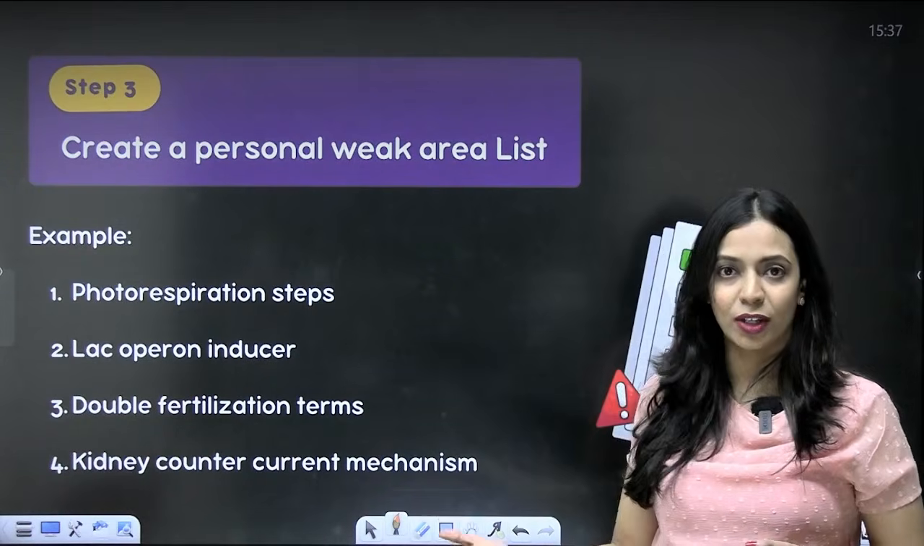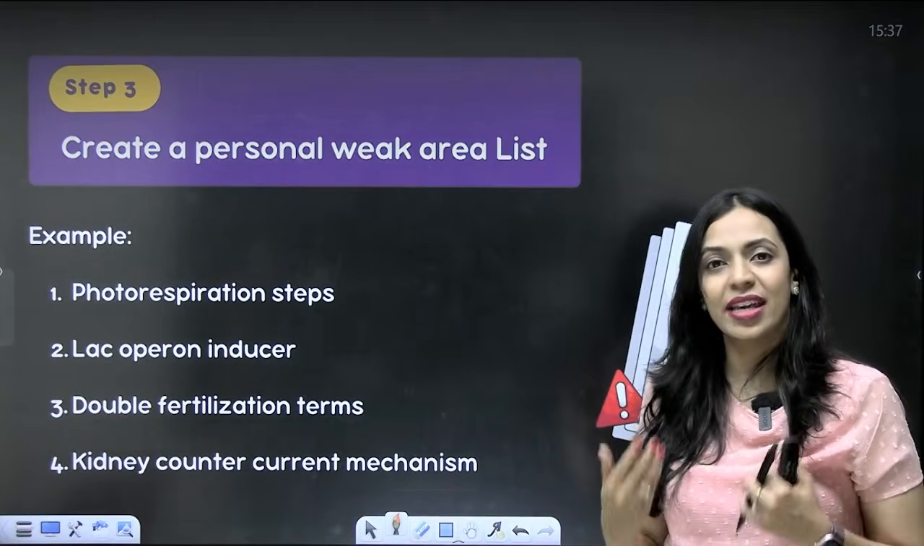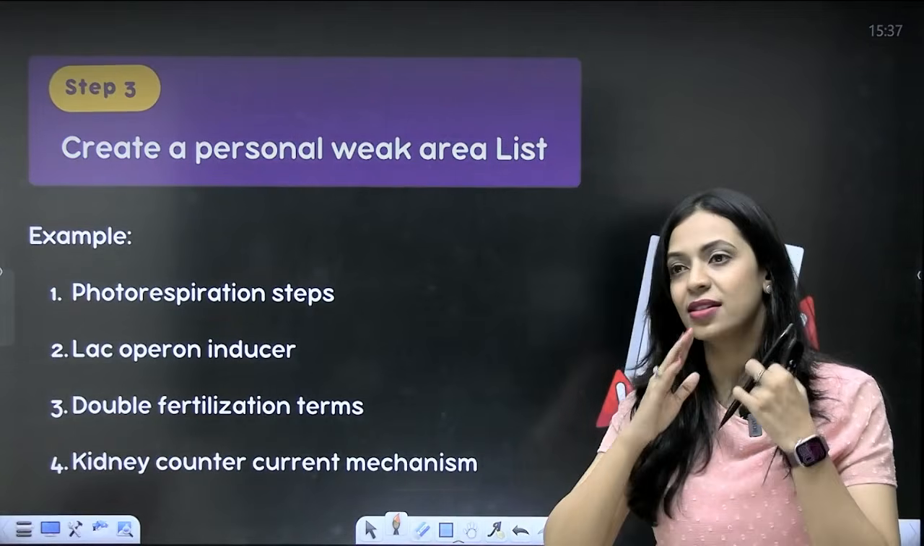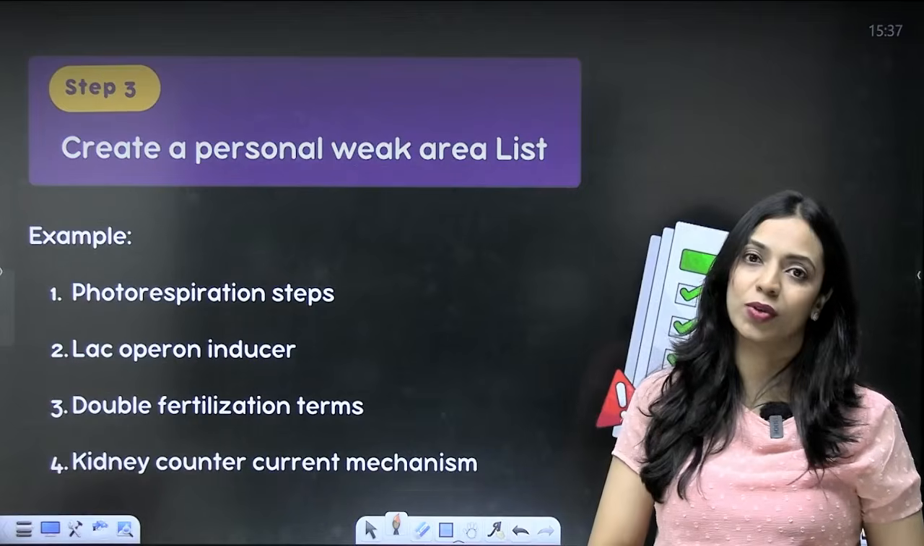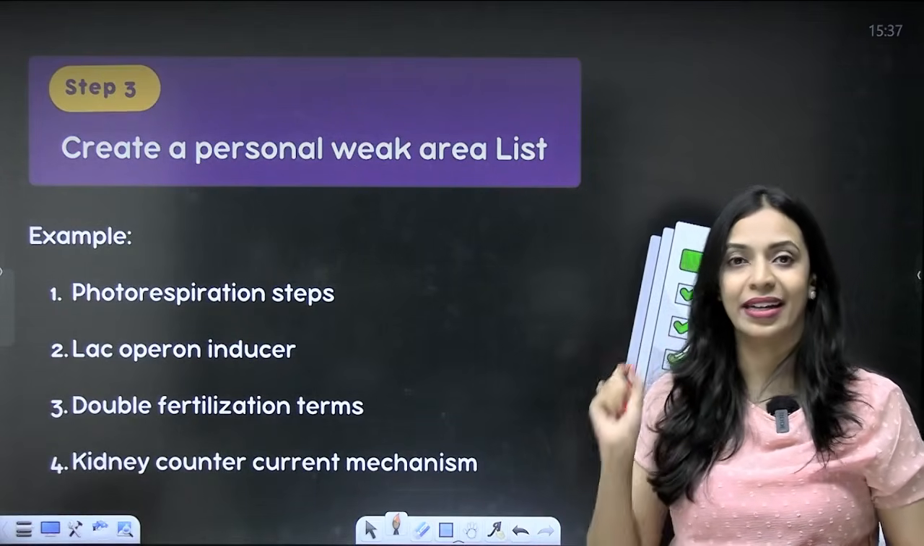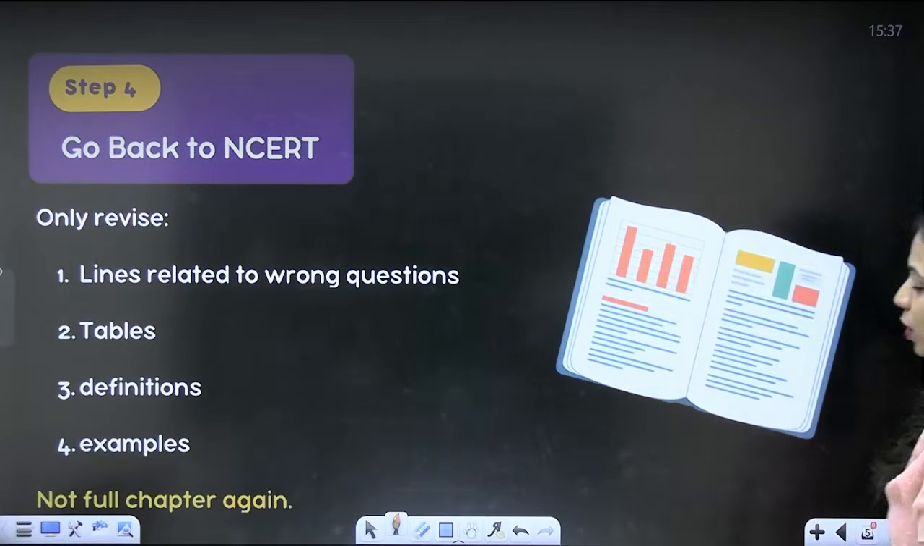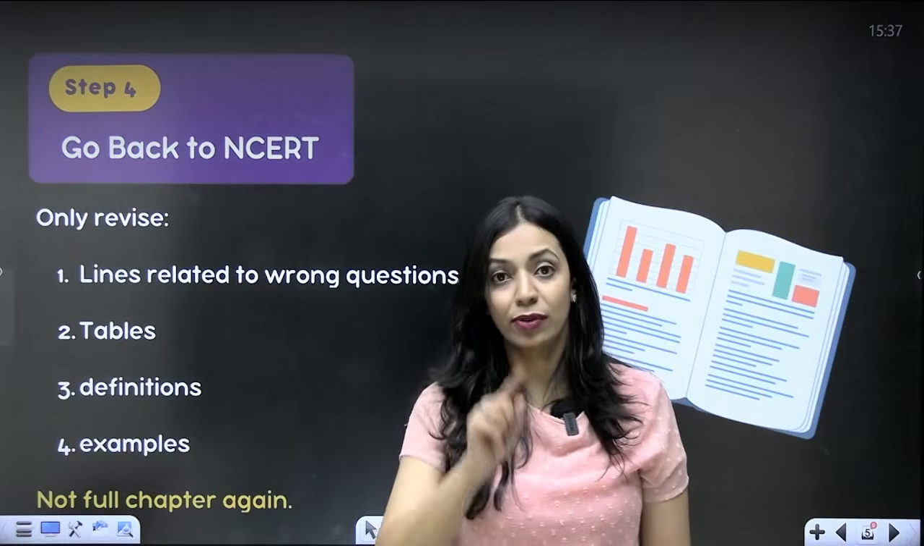For some of you, it could be molecular basis. For some of you, it could be structural organization unit. Whatever is on your weak area list, that is something you will have to figure out by yourself. So you make a list of which concepts you are finding difficult. Okay, so that is our next step. And step 4, go back to NCERT for those concepts.